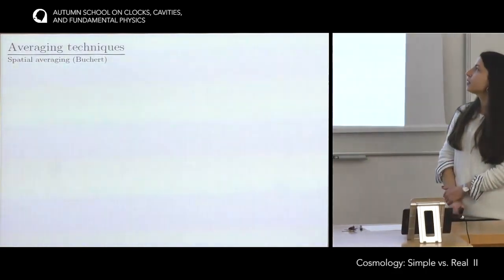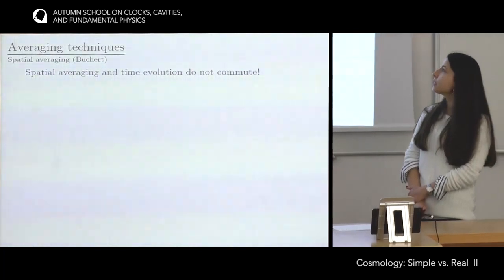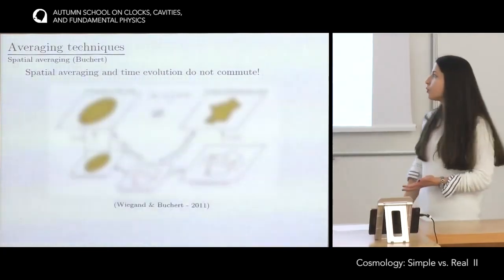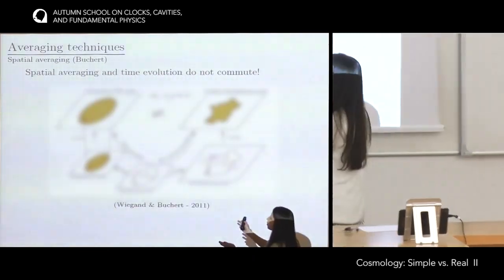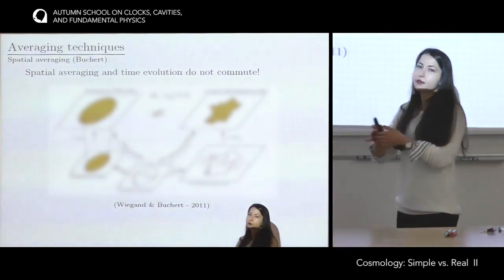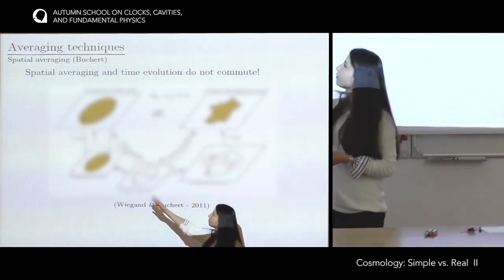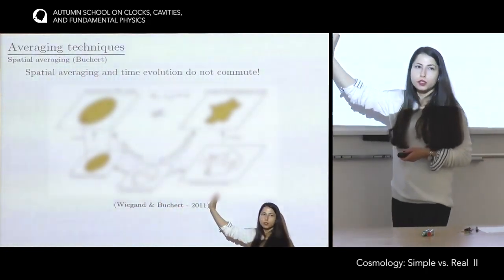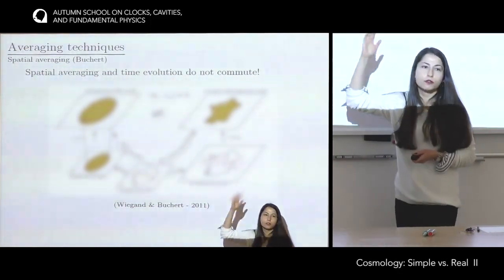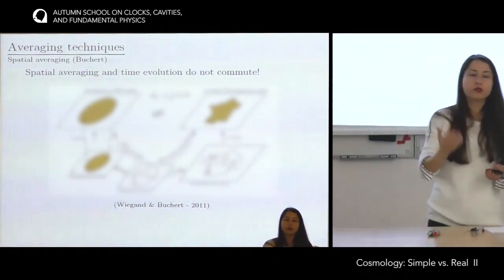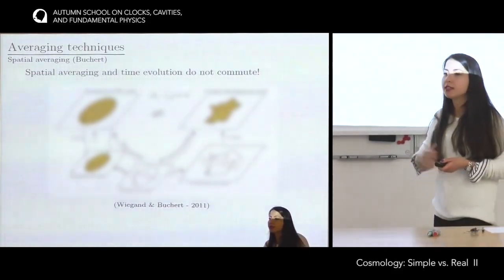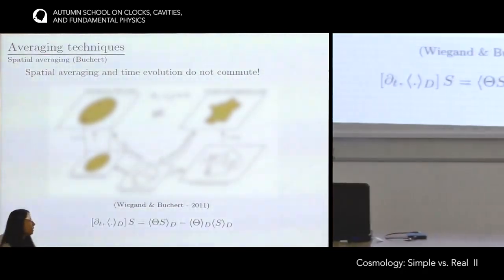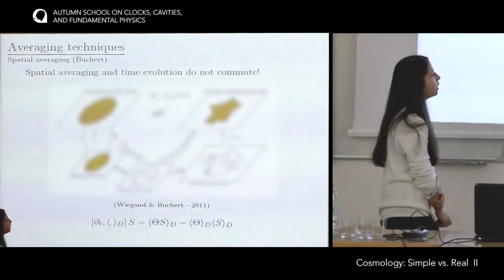And the other important thing is that this spatial averaging and time evolution do not commute. So let's say initially you have some perturbed initial metric. It's different when you take the average first and then look at its evolution than when you first take the evolution of this metric and then take the averaging. So the time evolution operator and the spatial averaging operator do not commute. And here is its commutation rule.